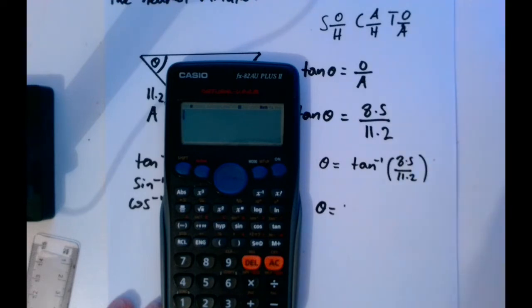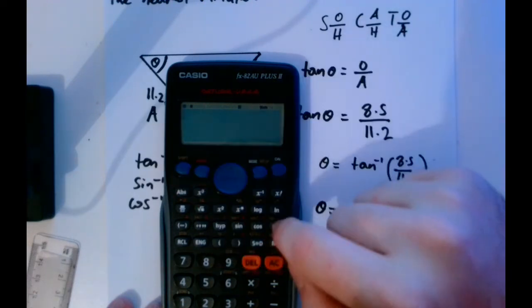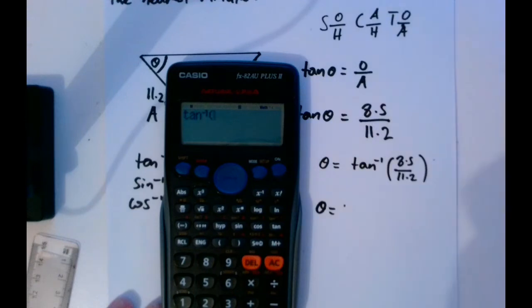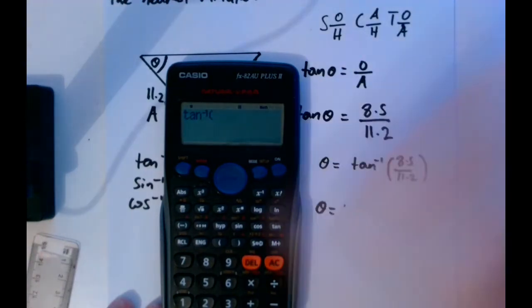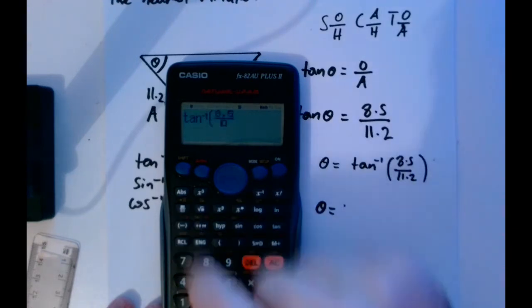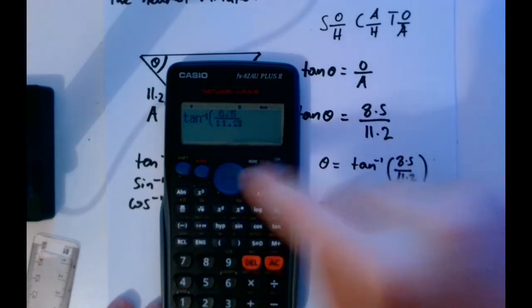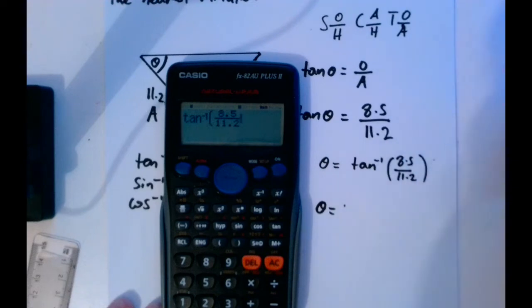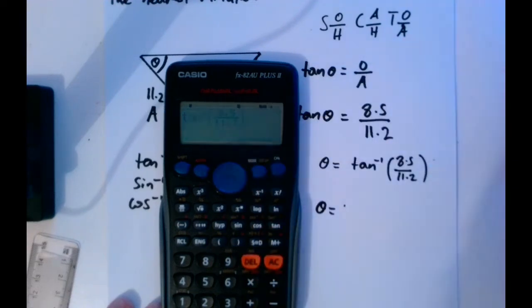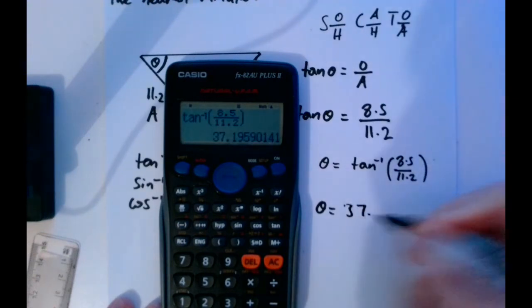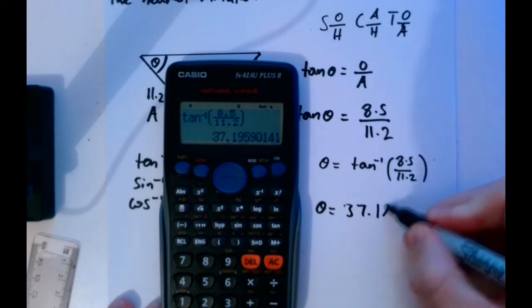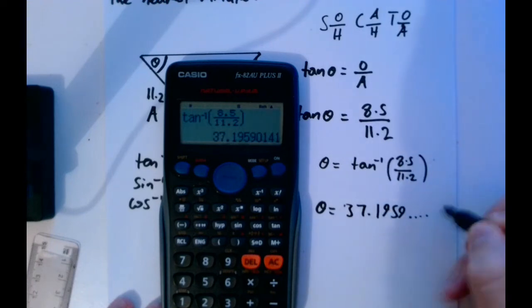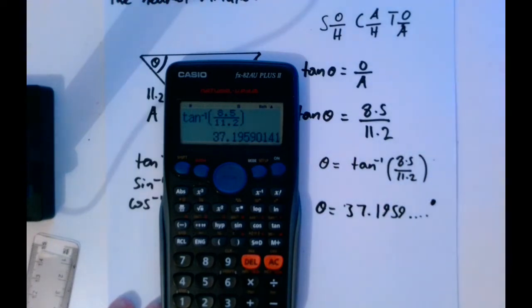Now to enter this in, we press Shift, then tan, because we're working with tan. You'll notice that we get this little negative 1 just above the tan that we're working with. Just like normal, we enter in our values that we see over here, and we close it off. Now it's very important that you press Shift to begin with. If we press equals, we end up with our answer being 37.1959... And this stands for degrees.